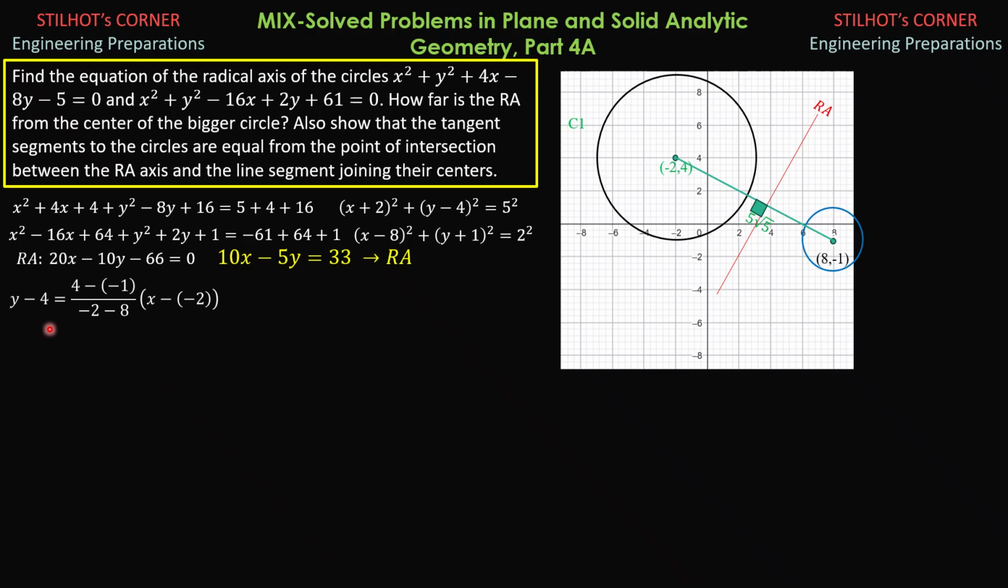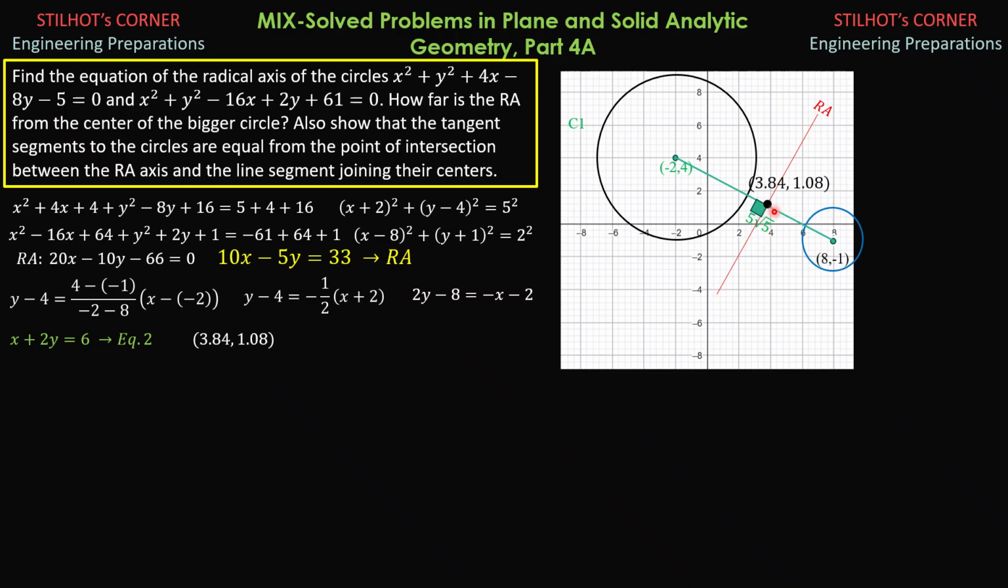So y minus 4 equals negative 1 half times (x plus 2). So 2y minus 8 equals negative x minus 2. So the equation of this line segment is x plus 2y equals 6. Call that equation 2. We can now find the point of intersection by solving the radical axis and equation 2 simultaneously. We get (3.84, 1.08), that point of intersection there.